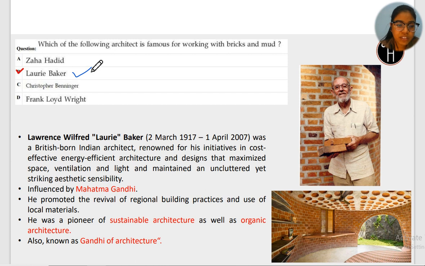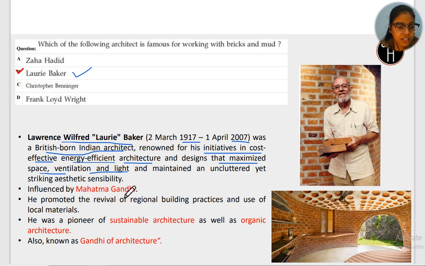The full name of Laurie Baker is Lawrence Pride Laurie Baker, who lived from 1917 to 2007. He was a British-born Indian architect, renowned for his initiative in cost-effective, energy-efficient architecture and designs that maximized space, ventilation, and light, and maintained an uncluttered yet striking aesthetic sensibility.